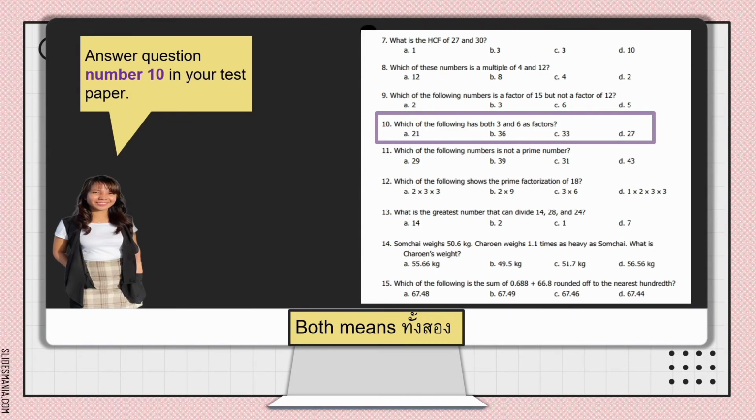Which of the following has both 3 and 6 as factors? I'll give you time to answer. Ready? Go! You can use an extra paper to list down all the factors of each number.